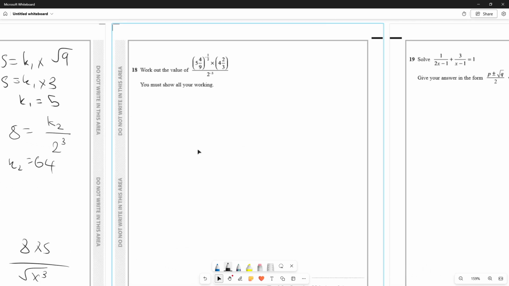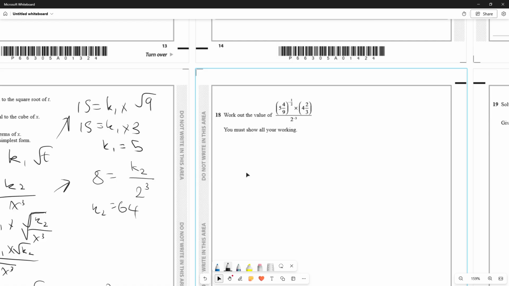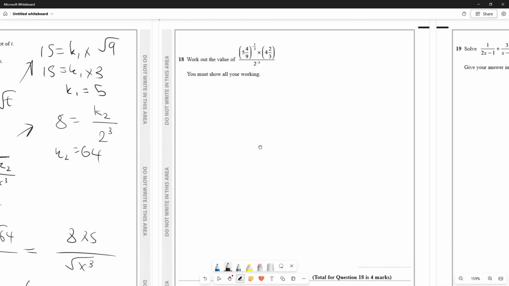Question number 18. Work out the value of 5/4 of 9 minus the power of minus half times 4 2/3 over 2 to the power minus 3. Holy. Let's first simplify the numerator. It's a good start. And this question is how many marks? 4 marks, okay.